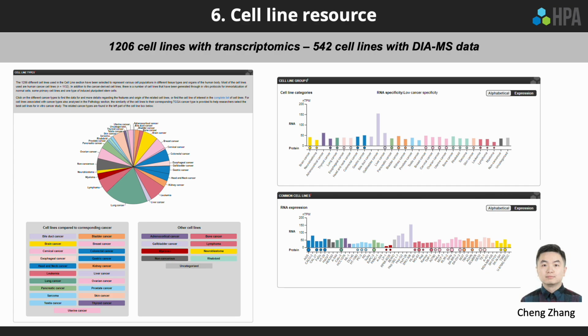The cell line resource, we also have imported MS data. Here we have now data for more than 1,000 human cell lines, and this is, I think, a very good resource for researchers that want to use cell lines for their experiments.